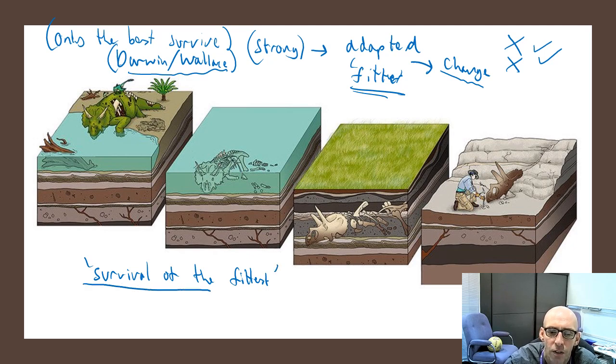Survival of the fittest, only the best survive, the weak die out, the weak get caught, the weak don't get to breed or make babies. So survival of the fittest. And meaning exactly the same thing, by a different term, again from Darwin and Wallace, they called it natural selection.